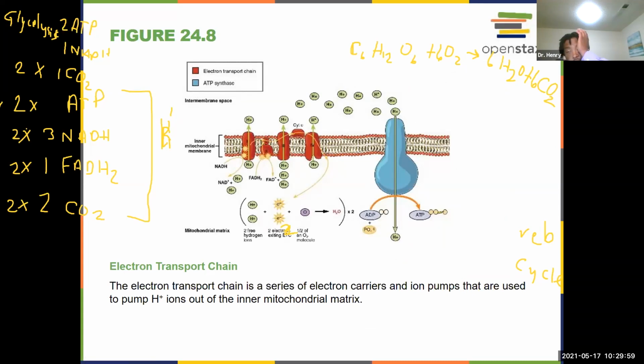Okay, so now this is the ETC, or this is the stage of oxidative phosphorylation. So basically what you're doing in the case of the ETC, which is called the electron transport chain, is going through a gradient. So we're going to be actually utilizing those NADHs to make ATP.